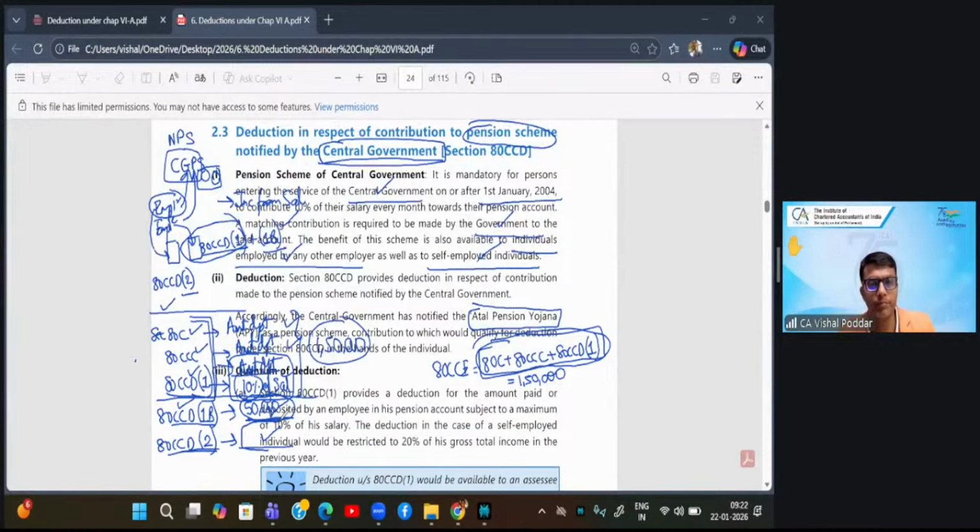Is this clear? Now, Riddhi is asking, sir, who is this any other employer? See, any other employer means private. I've already mentioned: central government, central and state government, later on private, and now even self-employed. This is how this section progressed and reached its present stage, that today everybody is covered under this section's benefit.